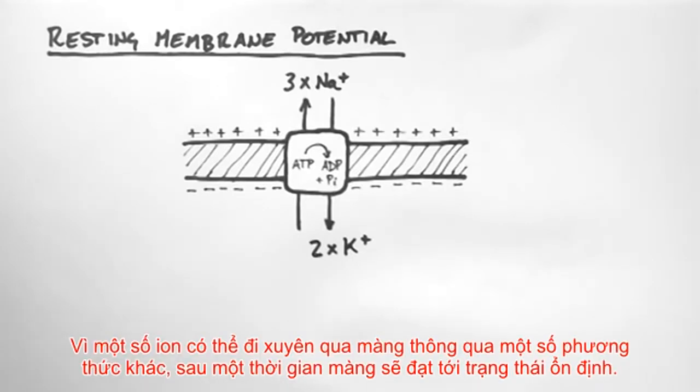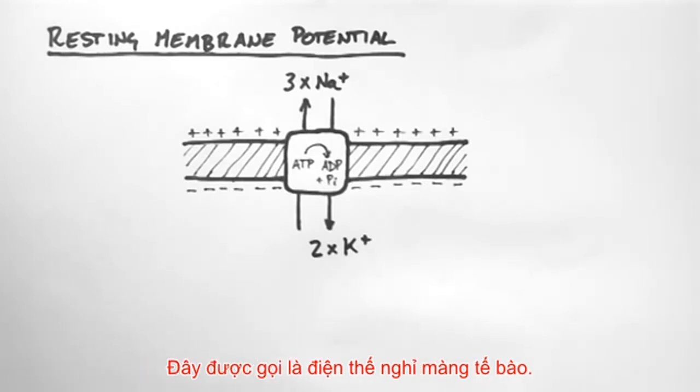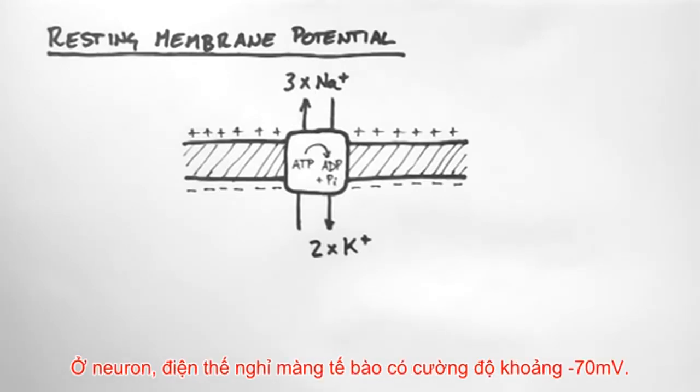Because some of the ions can flow across the membrane by other means, a steady state is eventually reached. This means that the voltage across the membrane stays constant. This is called the resting membrane potential, and in neurons, this potential is about 70 millivolts in magnitude.